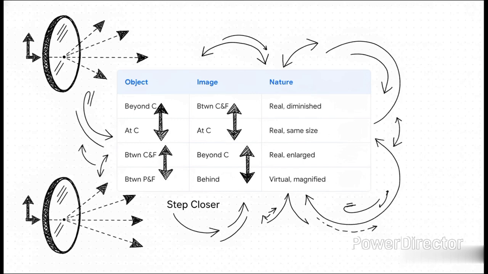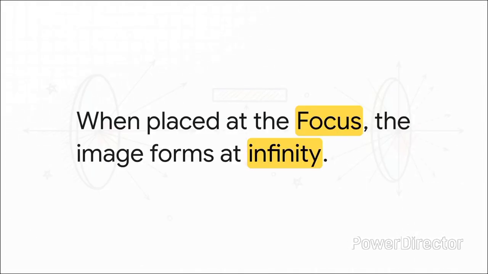The image suddenly jumps behind the mirror, it becomes virtual, erect, meaning right side up, and significantly magnified. Just by taking a few steps forward, you've transformed a tiny upside-down reflection into a giant right side up one. But hey, you probably noticed I skipped a case on that table. Let's look at case 4, because this is where things get truly wild.